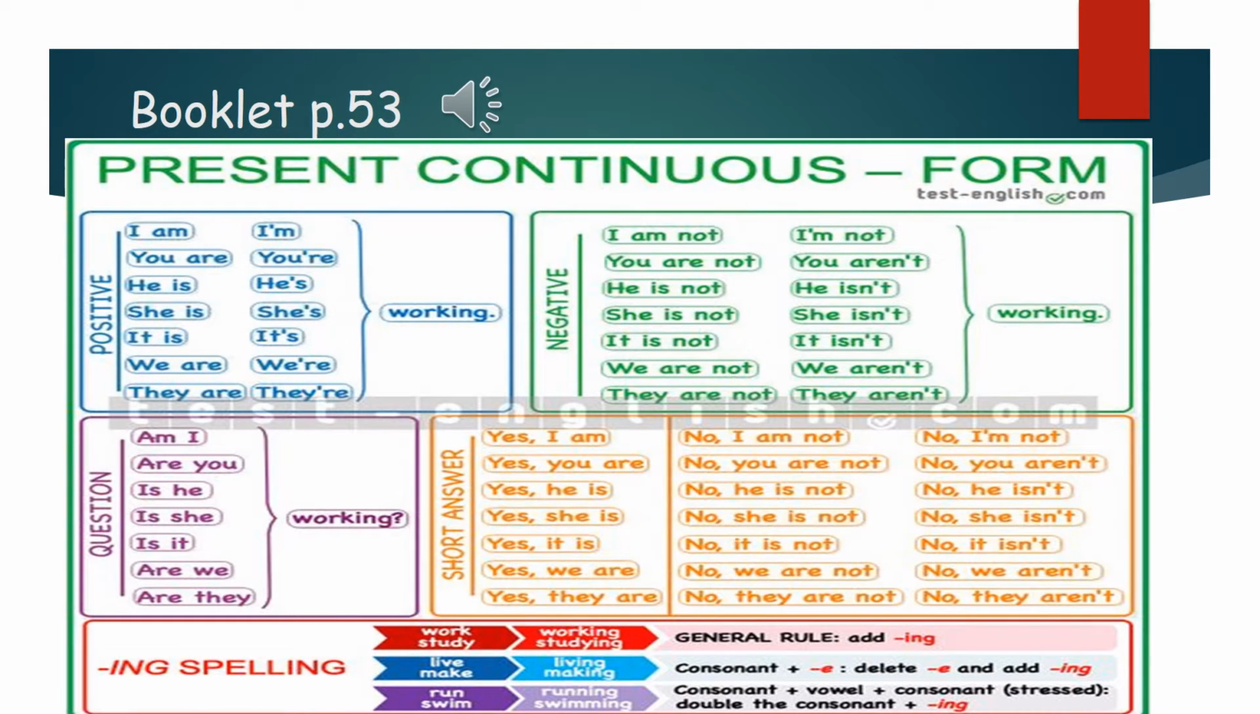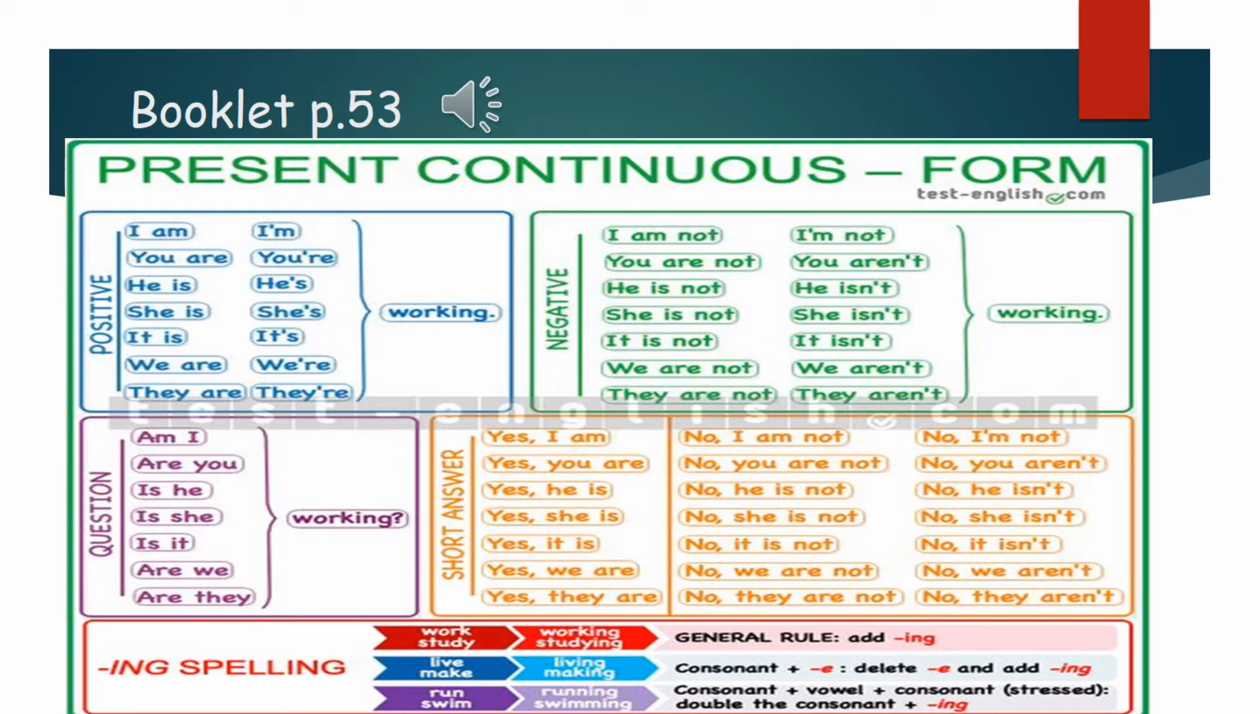Okay, Junior 3, open your booklet page 53. Let's talk about the form of the present continuous tense. I use the verb to be plus the main verb and I put ing to the verb, okay? Okay, look at this. In the positive, I say I am, you are, he is, she is, it is, we are, they are, plus the main verb, and I put ing to the verb.